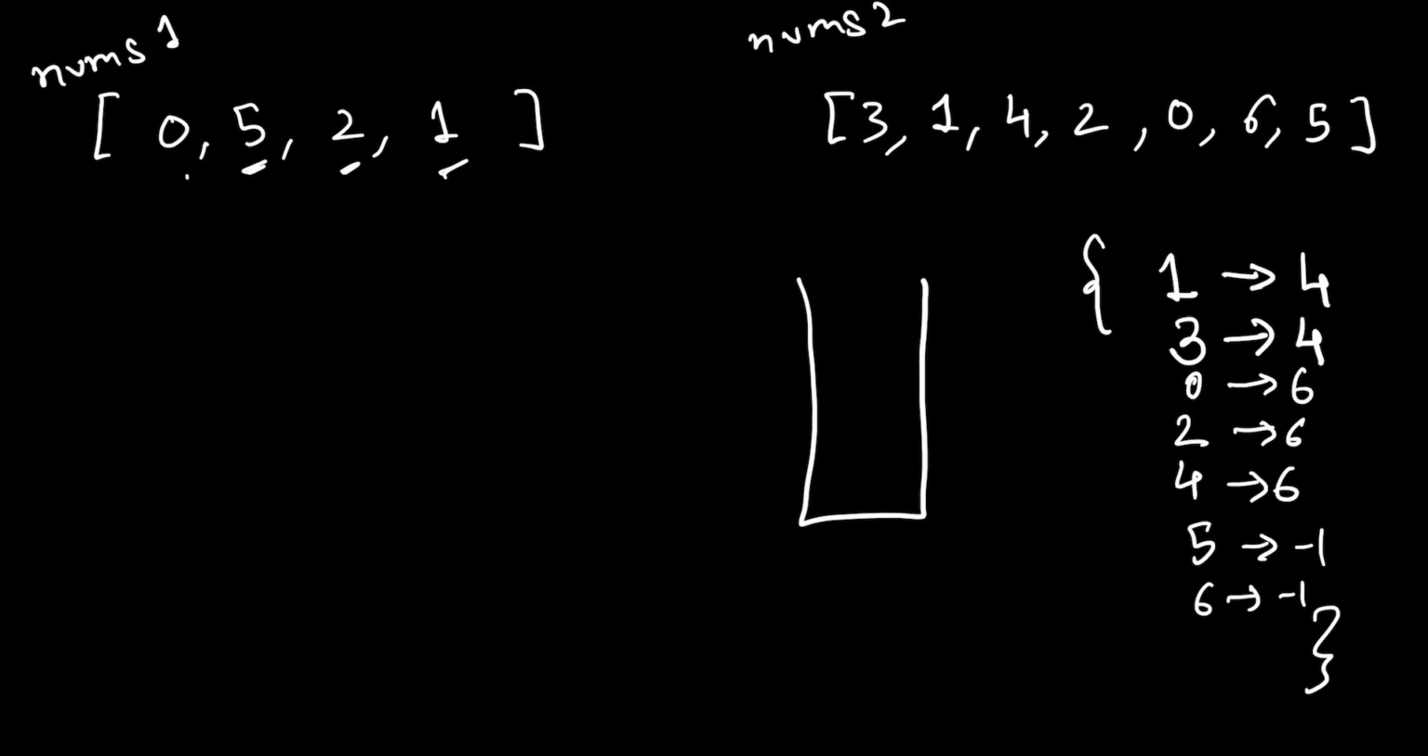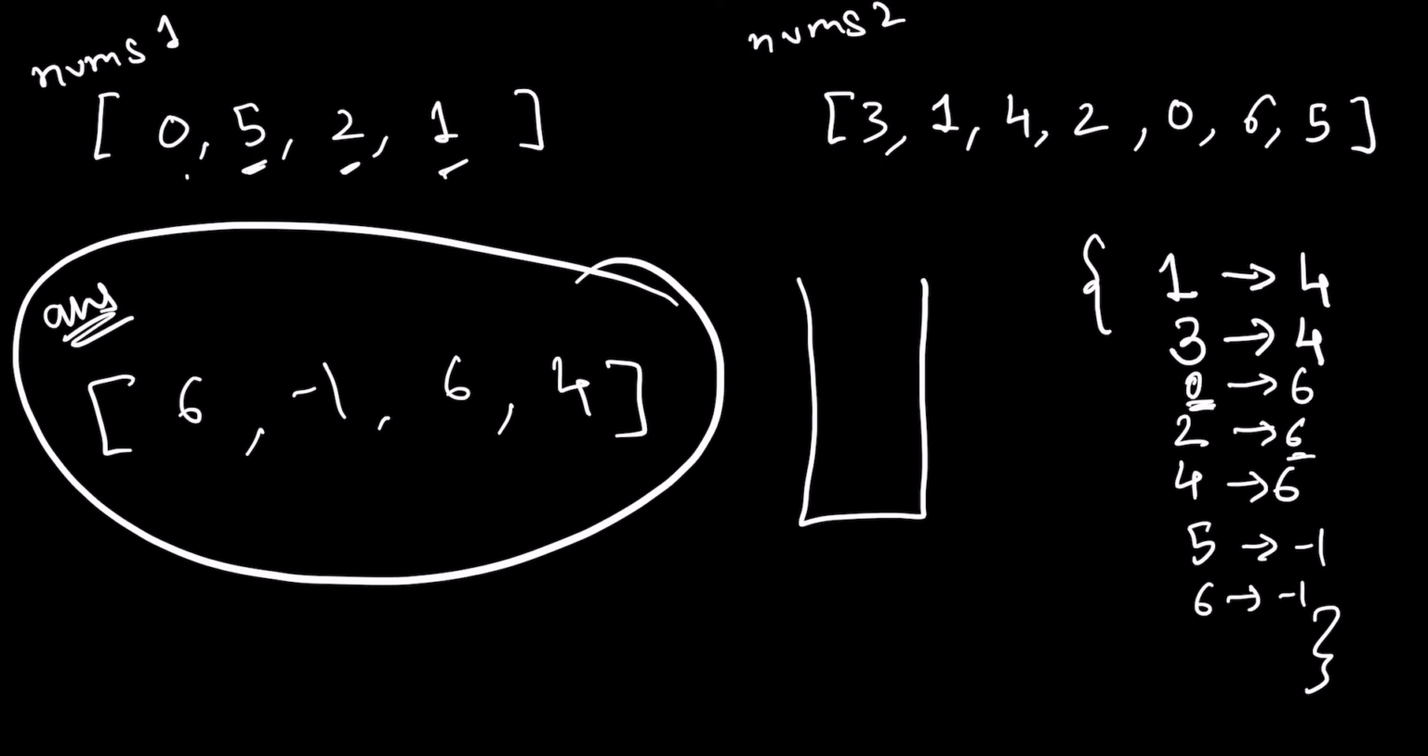And now to make the answer array, it's just trivial, right? So what we do is, now we look at nums1 and we look at the first element, so it's 0. Now we read off the value of 0 in the hash map, and that's 6, so we just write 6 here. Similarly, we read off the value for 5, so that's -1, we just write -1. Read off the value for 2, so that's 6 again. We write 6, and the value for 1 is 4, so we write 4. And this is the answer, right?